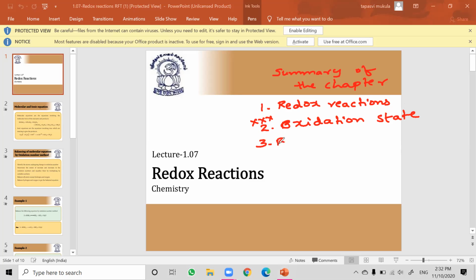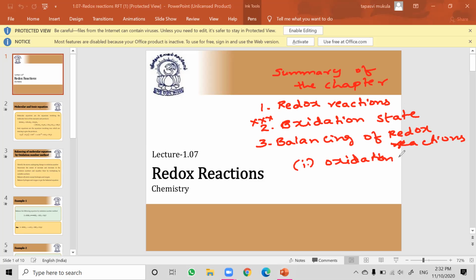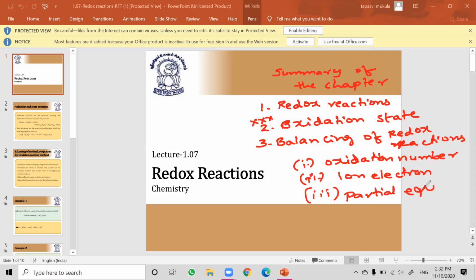Third, we have done balancing of redox reactions by various methods. In that, we have done 3 types. First one, oxidation number method. Second one, ion electron method. And third one, partial equation method. So all these 3 are very, very important.